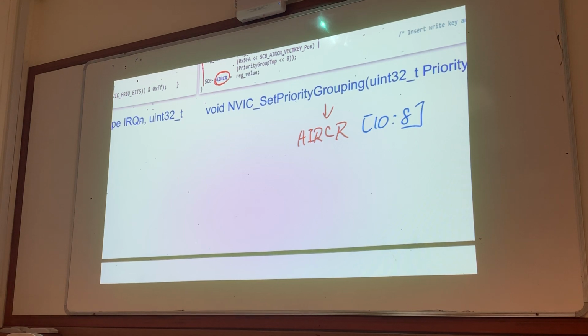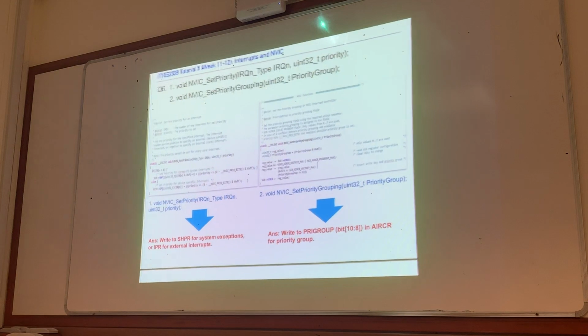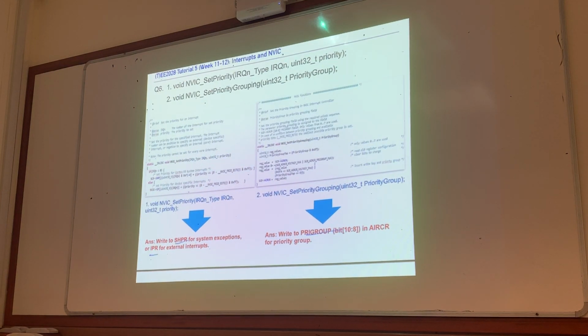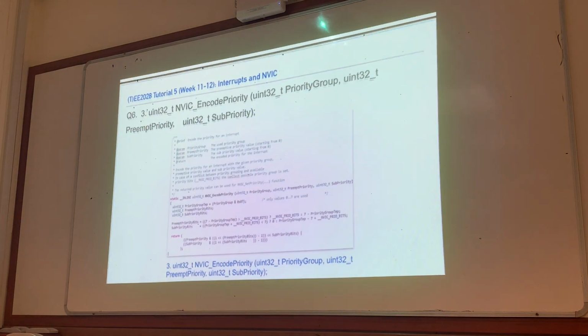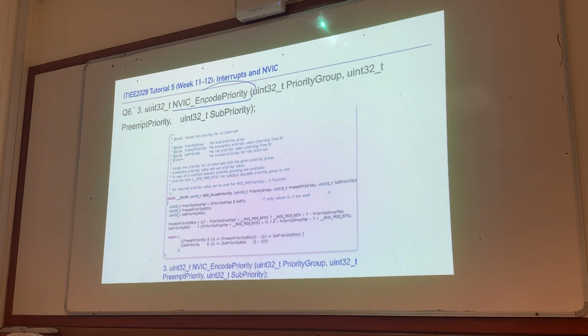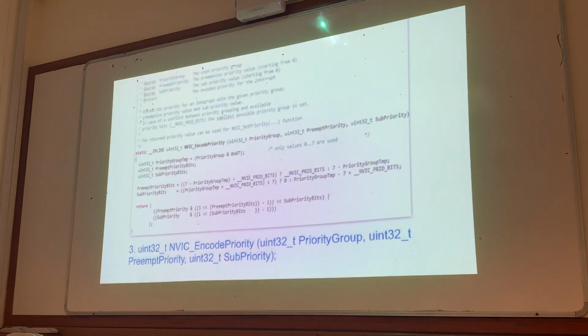Get it? So this answers the first two. And lastly, you have another function, NVIC encode priority. So this is the code.